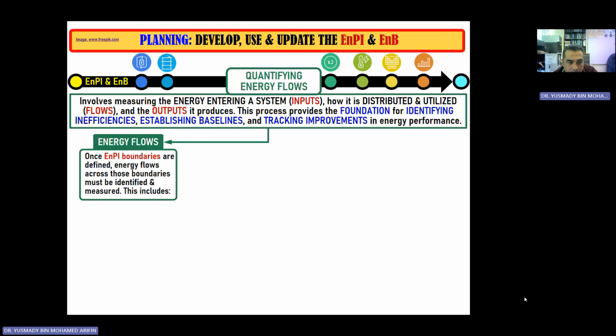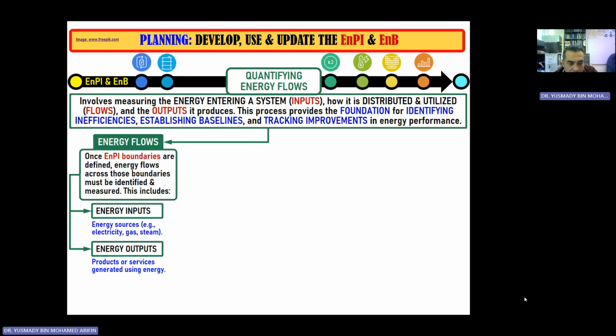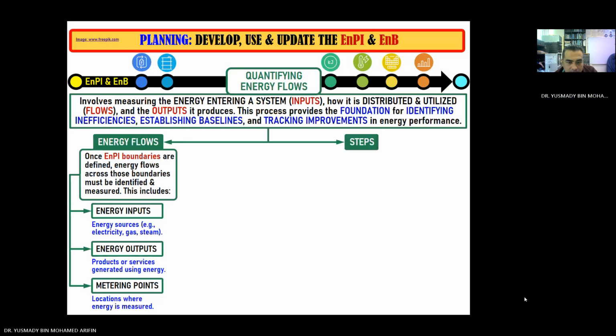So energy flow, once energy performance indicator boundaries are defined, energy flow across those boundaries must be identified and measured. This includes energy input, such as energy source, for example, electricity, gas, and also steam. Energy output, product or service generated using the energy. Metering point, location where energy is measured. Steps for quantifying energy flow.